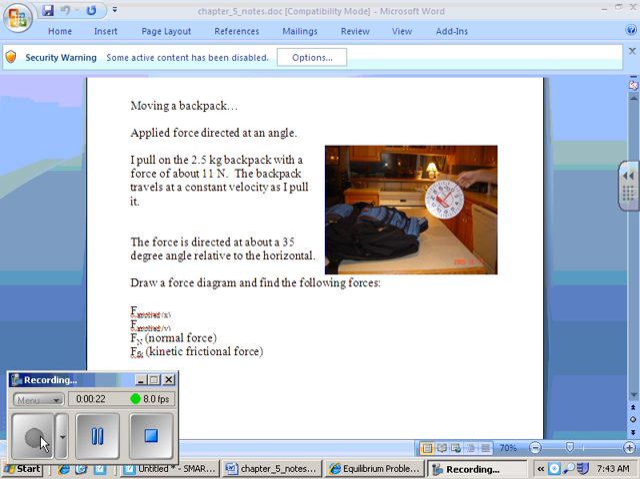We say that we're pulling on a 2.5 kilogram backpack with a force of about 11 newtons. This backpack happens to be traveling at a constant velocity as I pull it. And we measure the angle, and it's directed at about 35 degrees relative to the horizontal. So let's go ahead and draw a force diagram for these forces. Include the following on the force diagram. Go ahead and do that now.